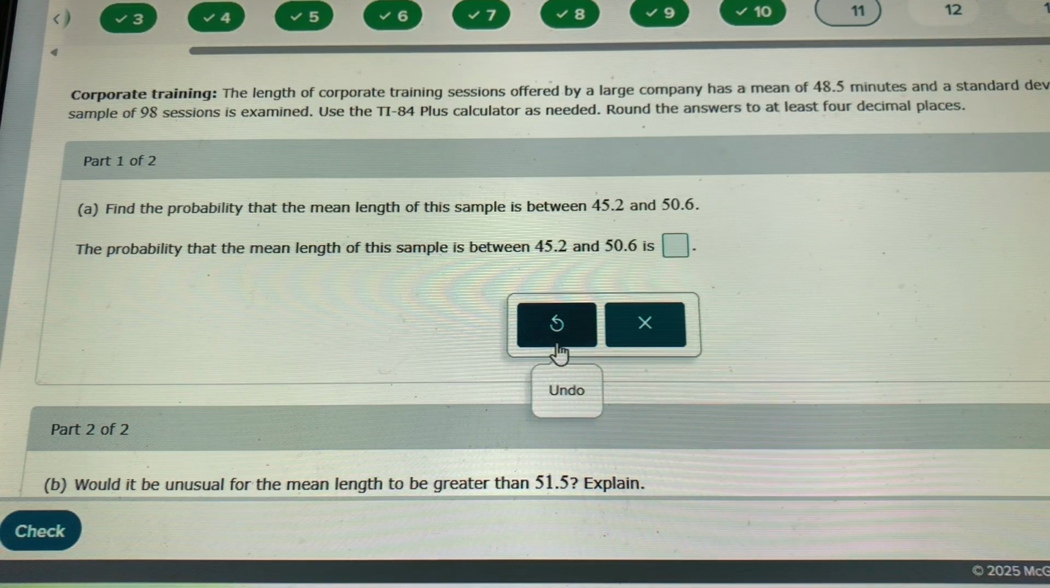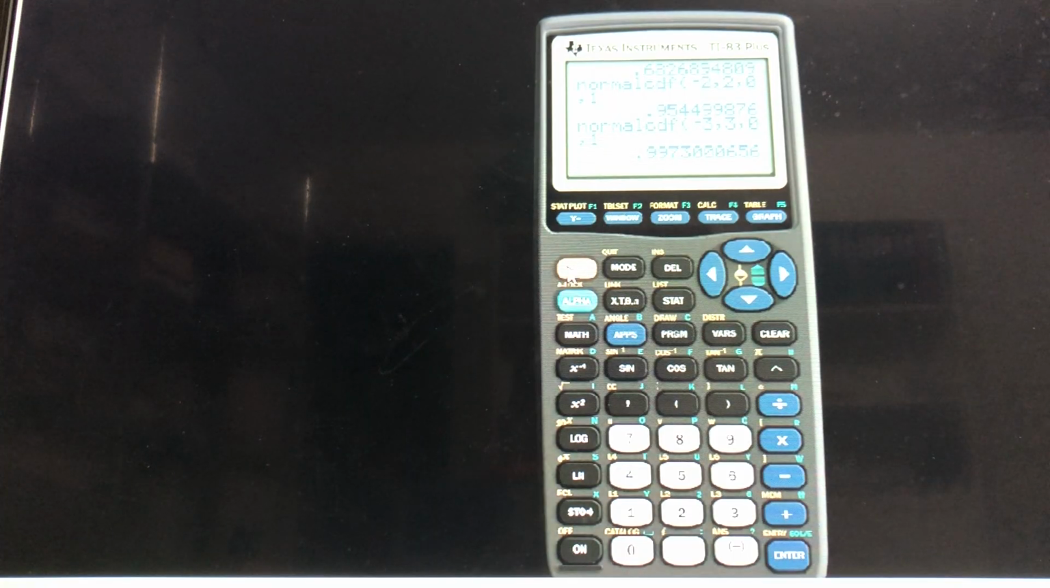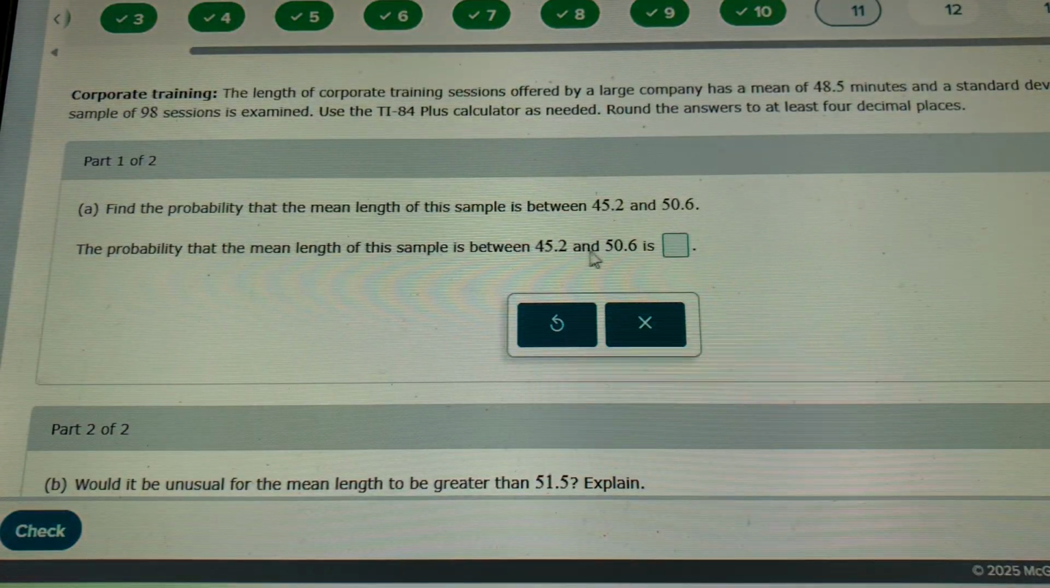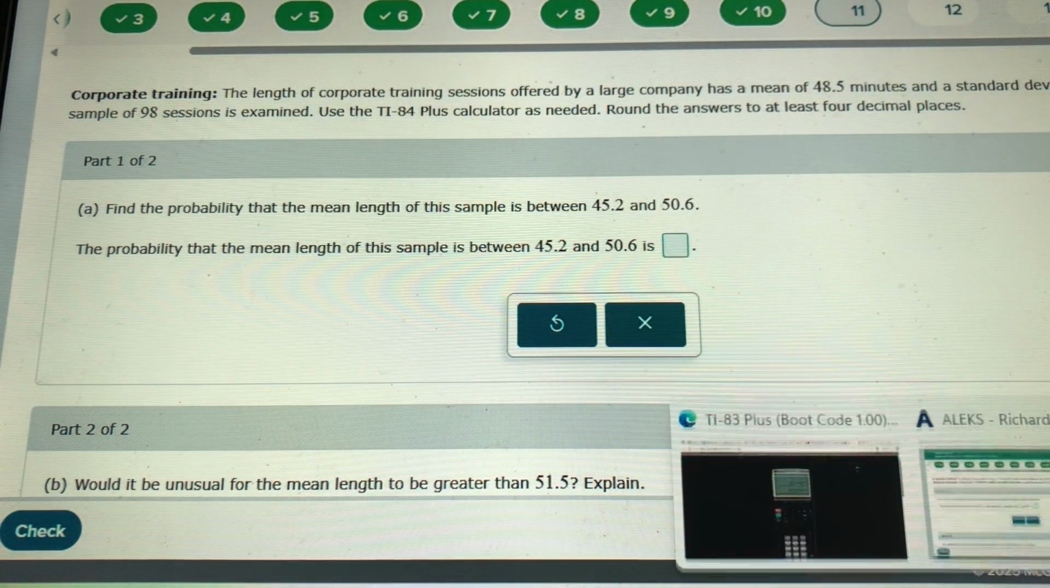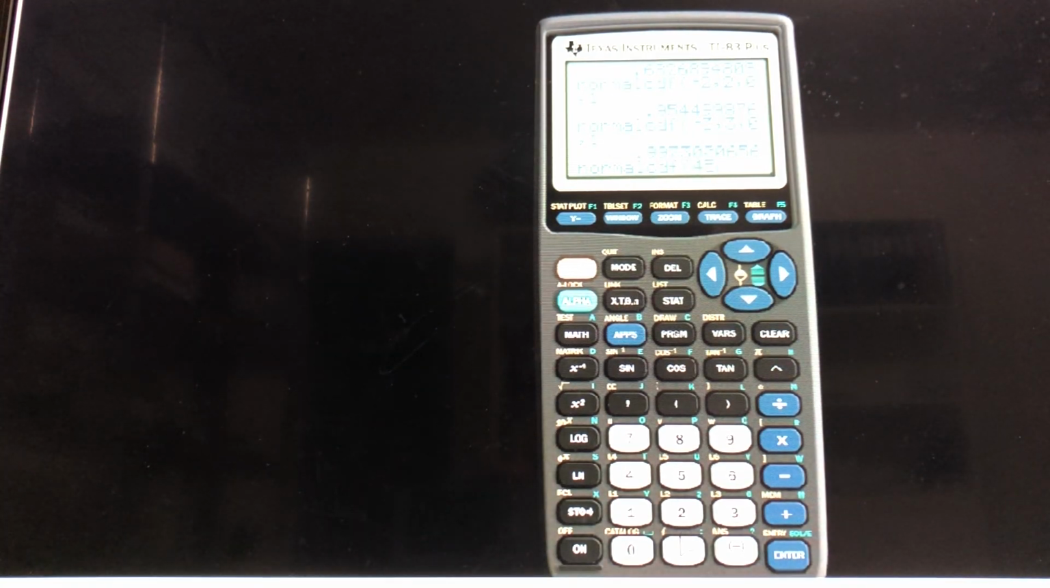Okay, so watch this right here. You mostly know how to do this right here. We want to find the probability. Find the probability, that's normal CDF, between two numbers. So that's when you put normal CDF. Smaller number goes first. 45.2. 50.6 goes second because that's the bigger number.